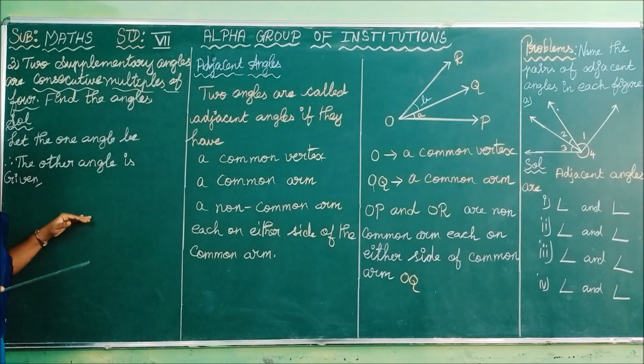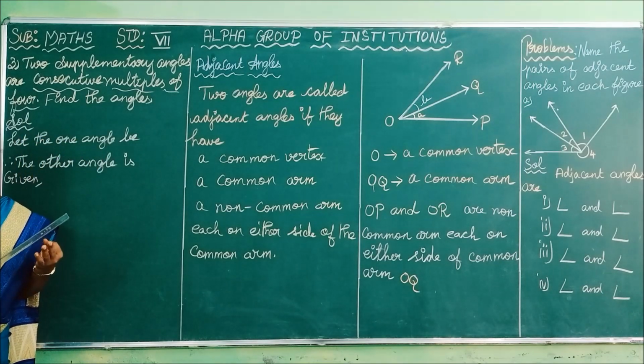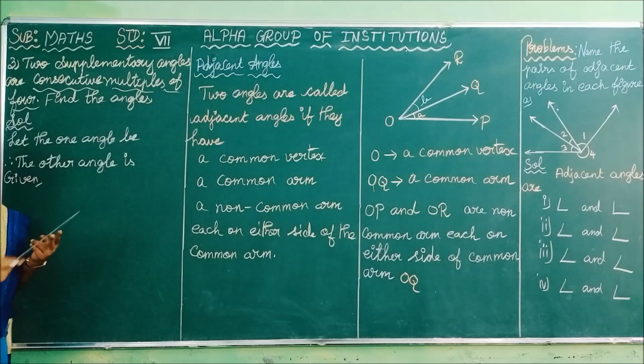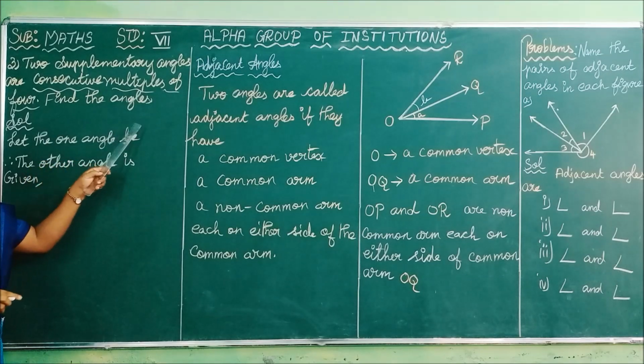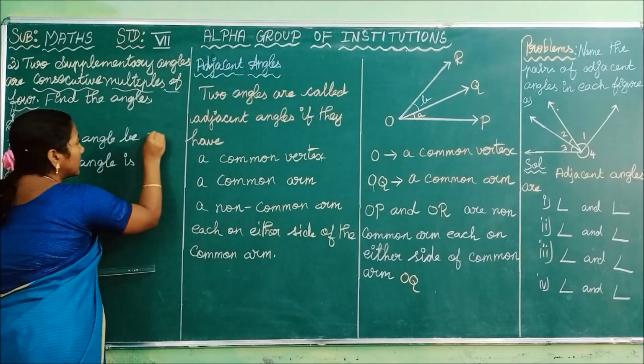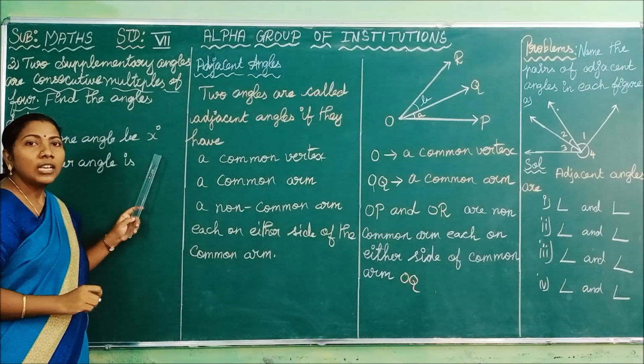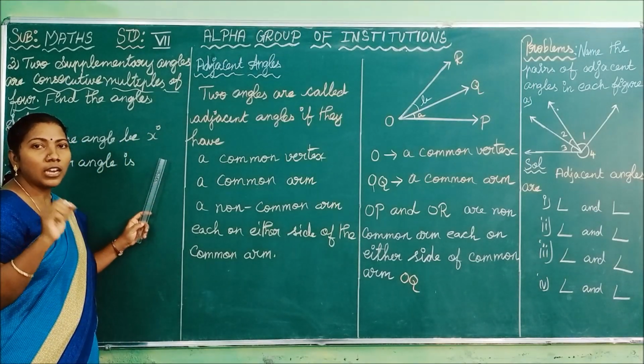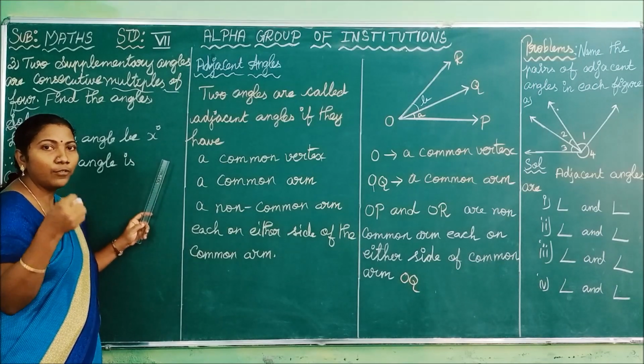Find the angles. Okay. So, what are the two data given in the question? The angles are supplementary and also they are consecutive multiples of 4. So, we have to find the two angles. As usual, we have to take the unknown angle as any variable. So, let one of the angles be x degrees. Since the given two angles are consecutive multiples of 4, they differ by 4.